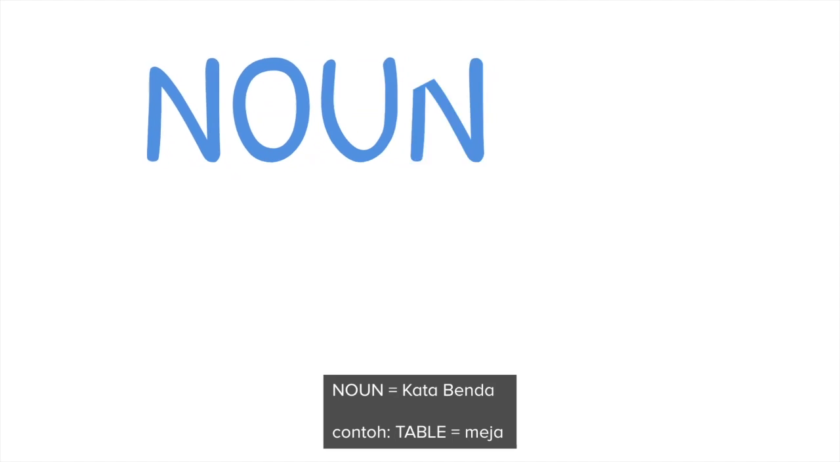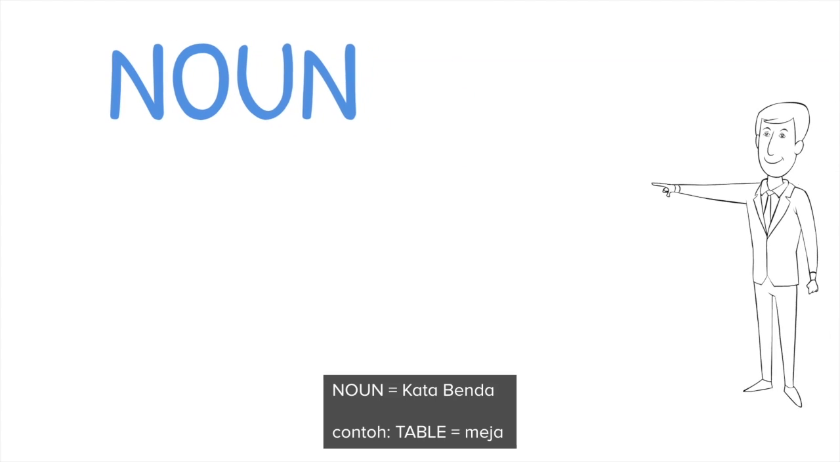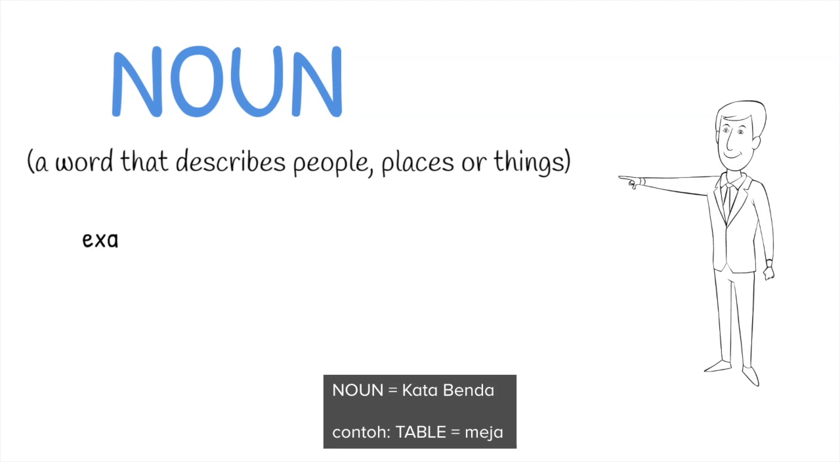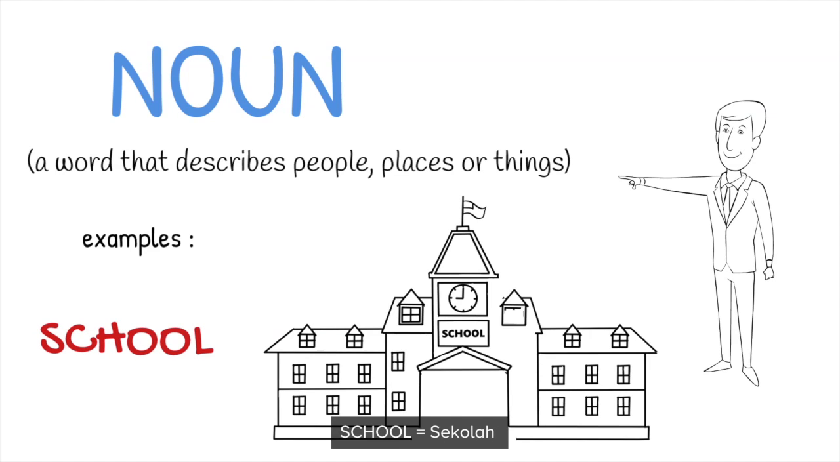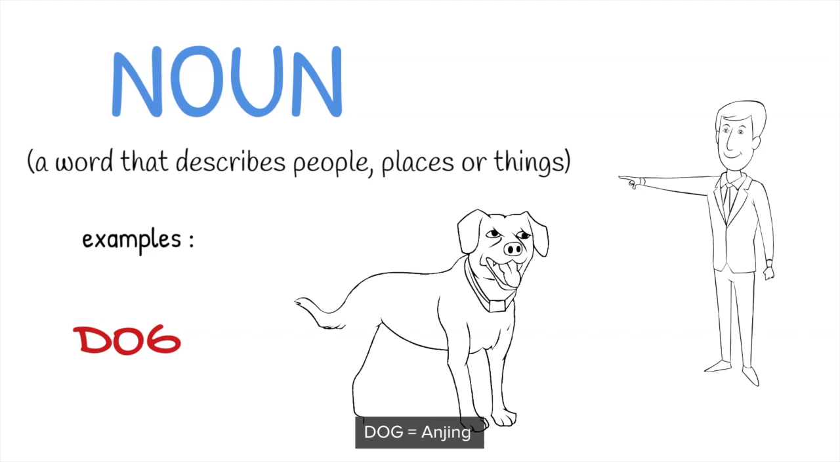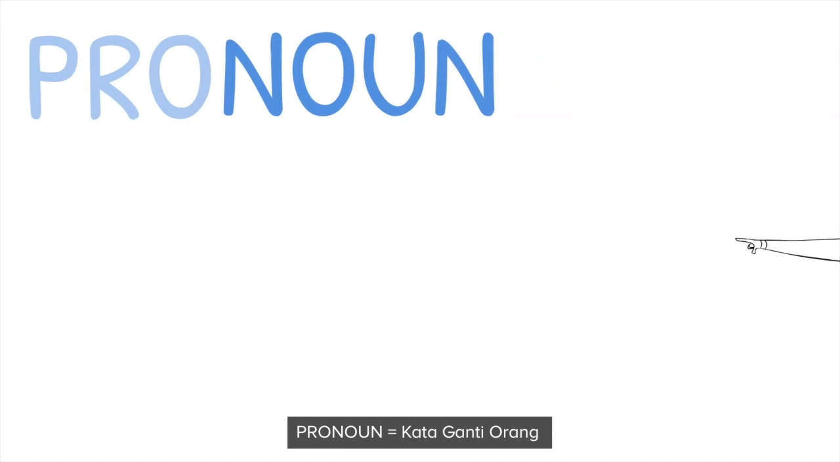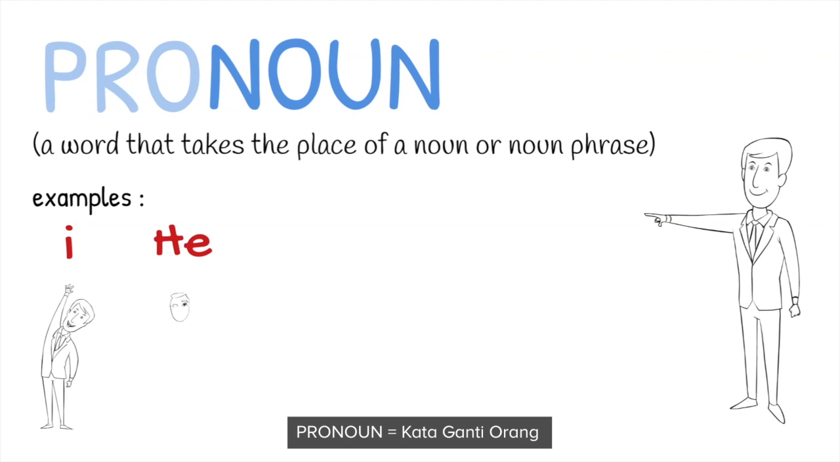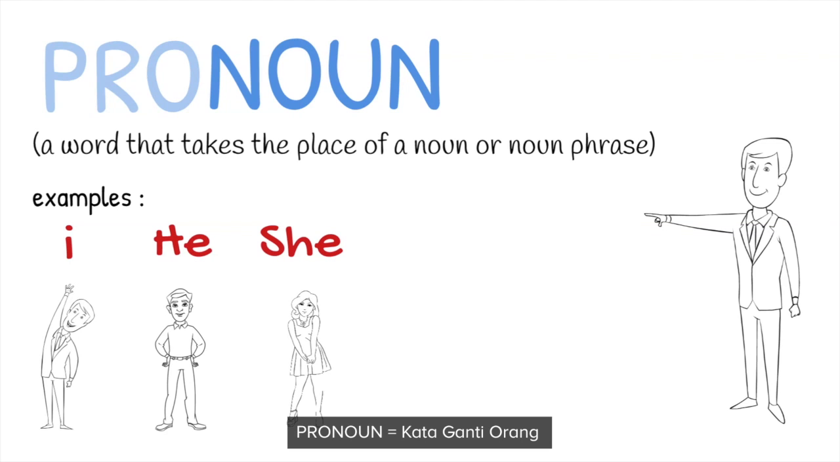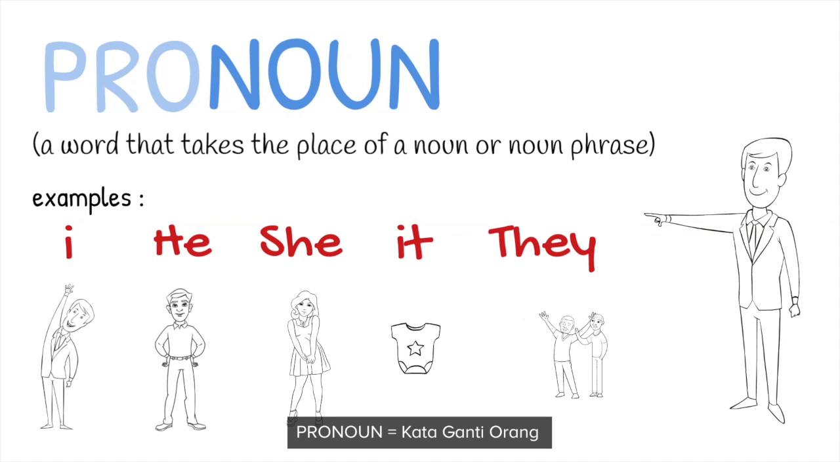Number 2, noun. It's a word that describes people, places, or things. For example, table, school, and dog. Moving on. Number 3 is pronoun, and as you can see, it ends with the word noun. Pronoun is a word that takes the place of a noun or noun phrase. For example, I, he, she, it, and they.